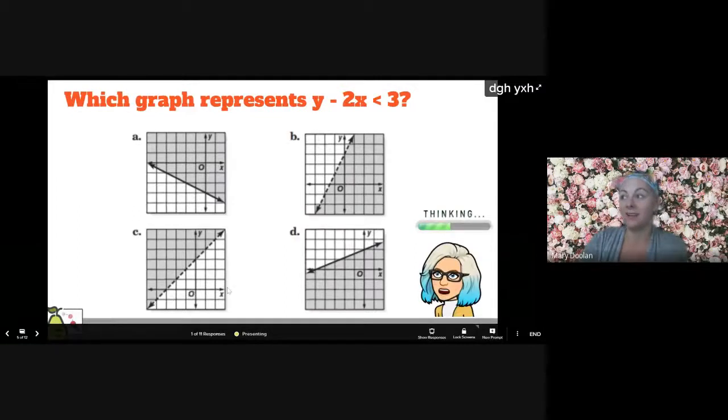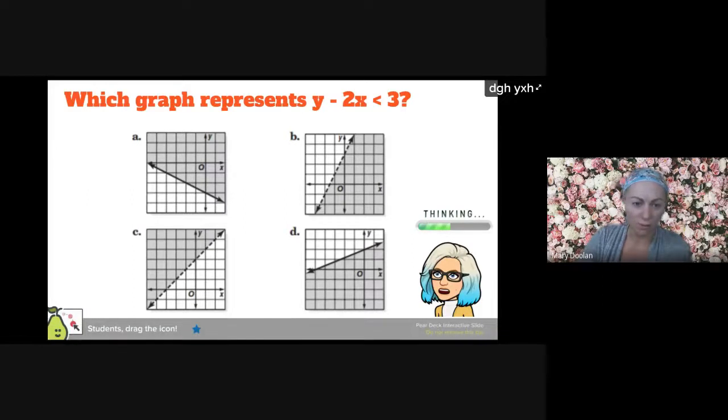All right. Again, multiple choice. Drag your icon to where you think the correct graph is of y minus 2x is less than 3. But that's not in slope-intercept form, is it? So let me just open up a whiteboard, Jamboard, real quick to show you. I'll share it with you in just a second here.